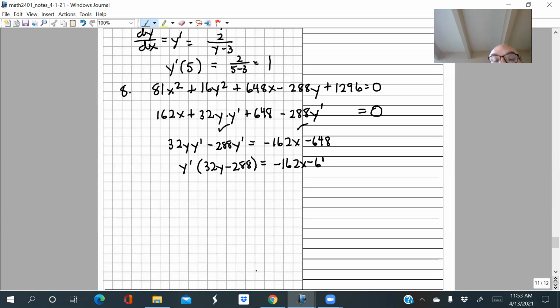Now divide by the 32y minus 288 on both sides. It's not negative 32, it's just 32y minus 288 on both sides. So it looks like there's your expression for y prime.